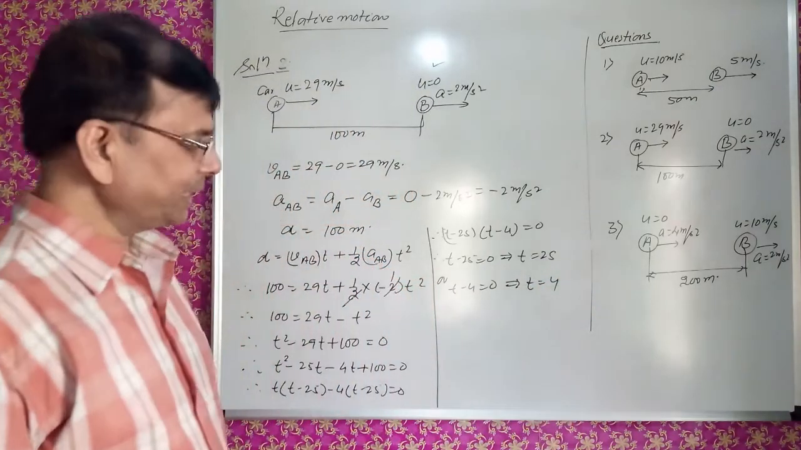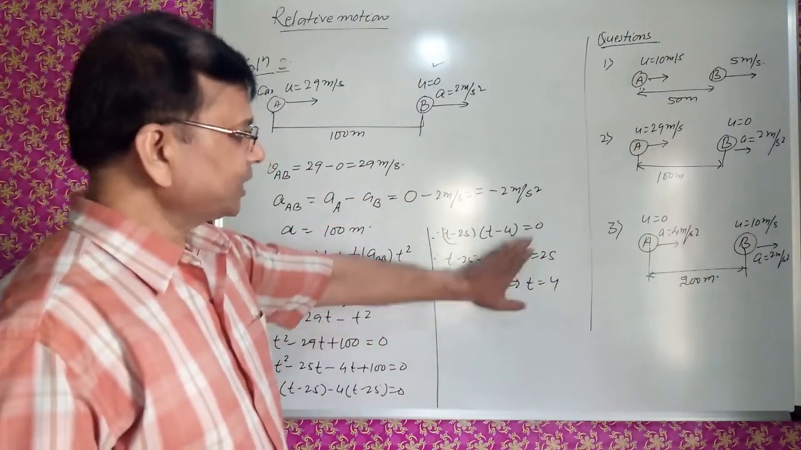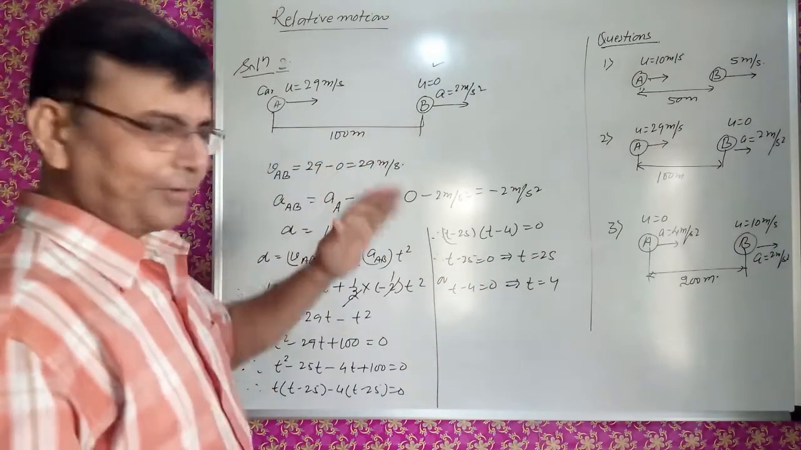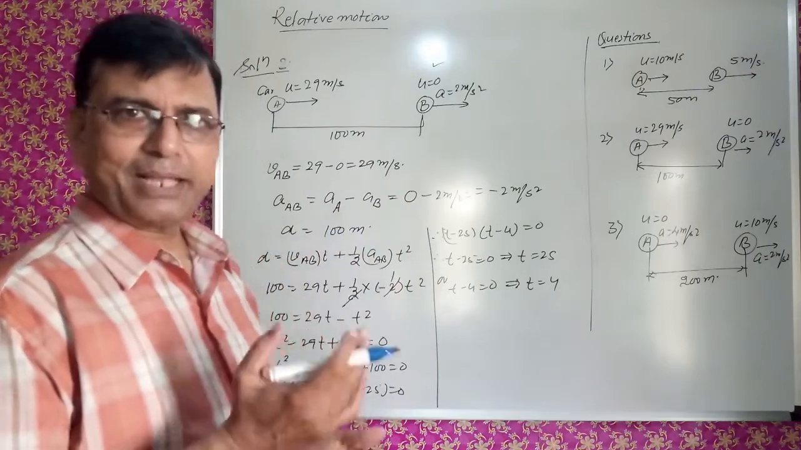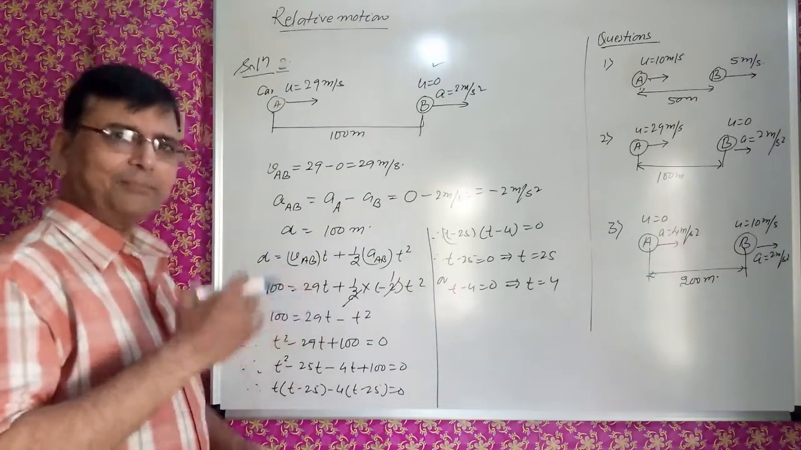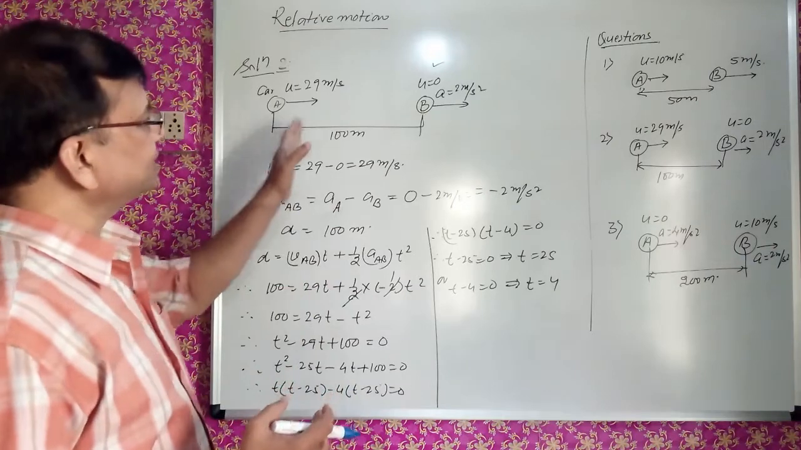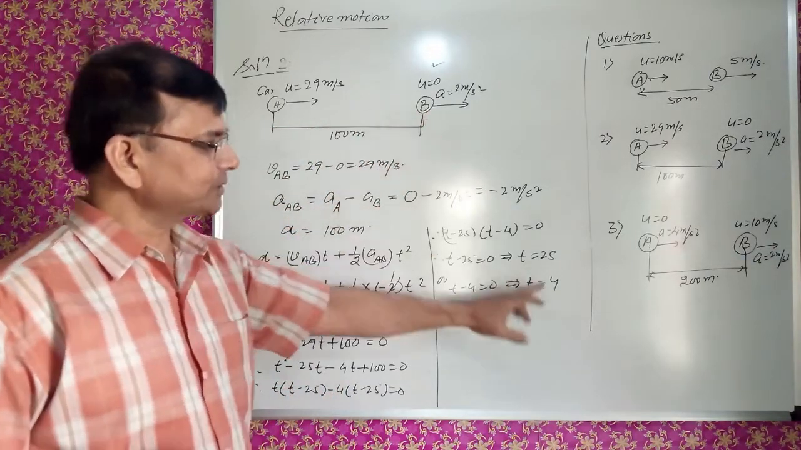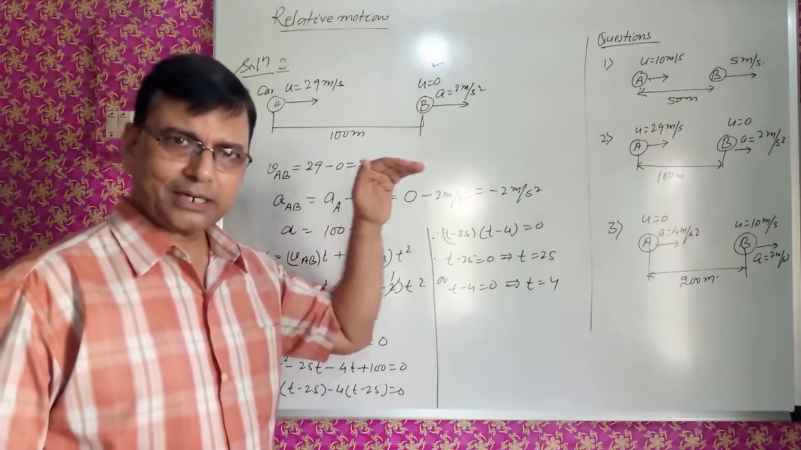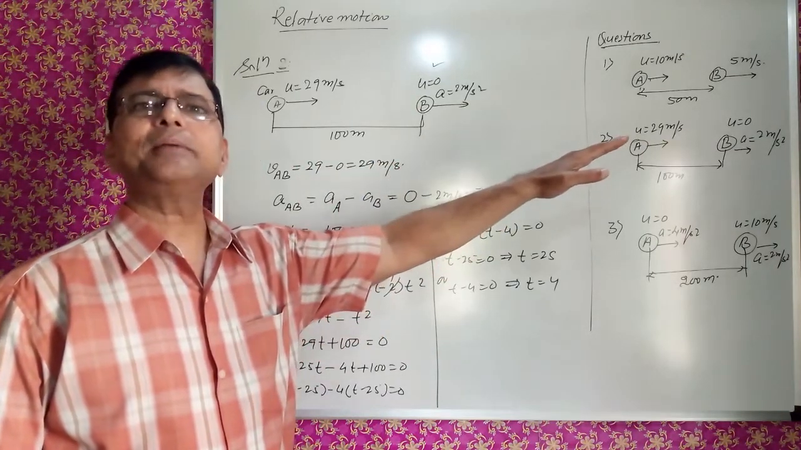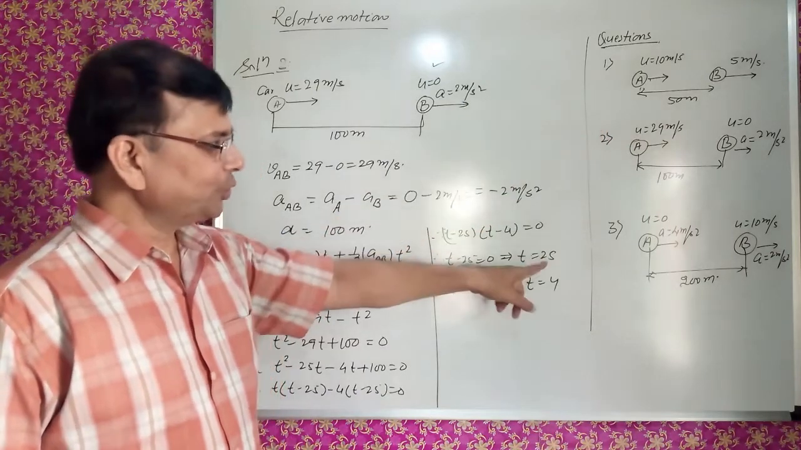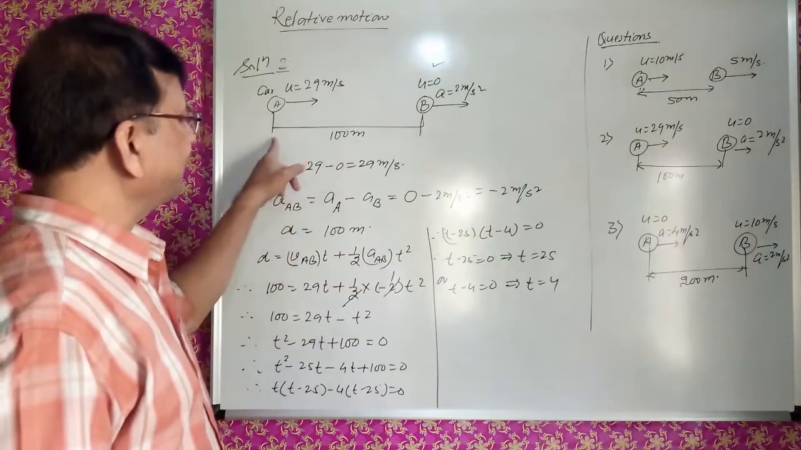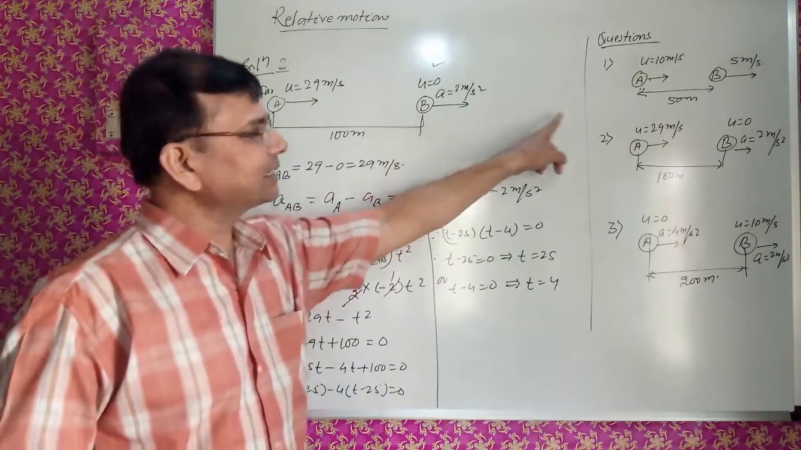So a question arises: you are getting two values of t, so how can there be two answers? This question may come to your mind, but it can be explained this way. A is with constant velocity, it will first cross B in 4 seconds and it will continue moving with 29 meters per second, and after 25 seconds, right? I measured from here only. After that, B will start crossing.